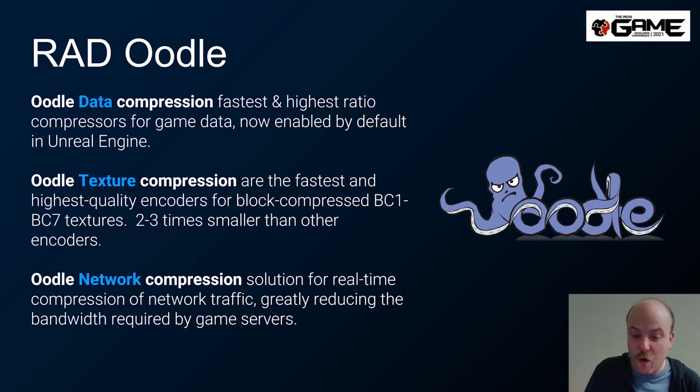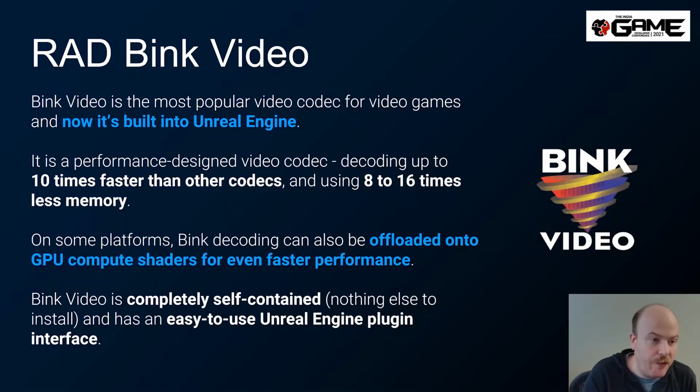So not only do we have all our network profiling tools and systems to optimize network data, but we have a network compression system that reduces all the data we're sending at the tick of a button. We also have RAD's Bink Video. Bink Video has been a very popular video codec for video games for a long time, and now it comes standard with Unreal Engine. Bink uses up to 6 to 8 times less memory and is 10 times faster than other video codecs. This is really important because playback can be incredibly heavy on devices, especially now that some games are pushing for 4K video playback, and that can now be offloaded onto the GPU's compute shader for even faster performance. So Bink Video is a major feature for Unreal Engine.